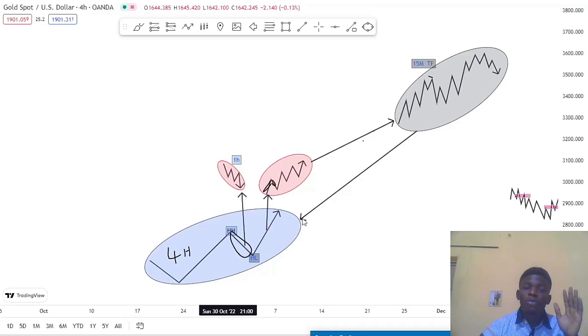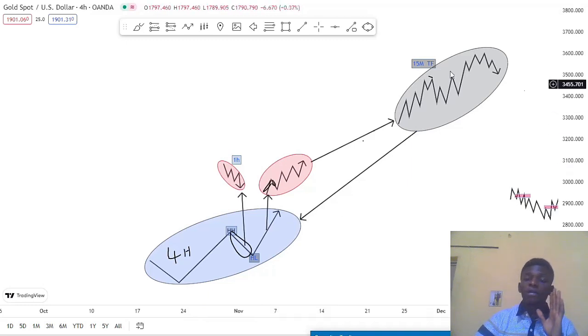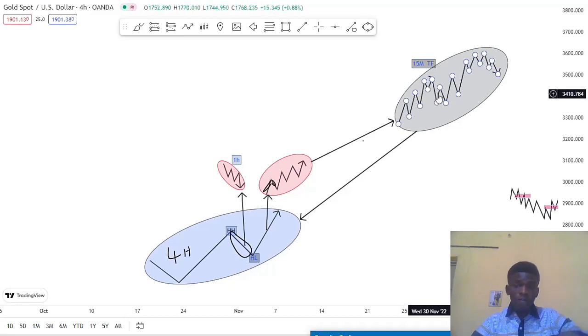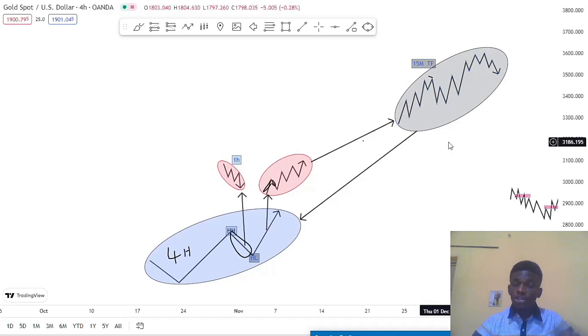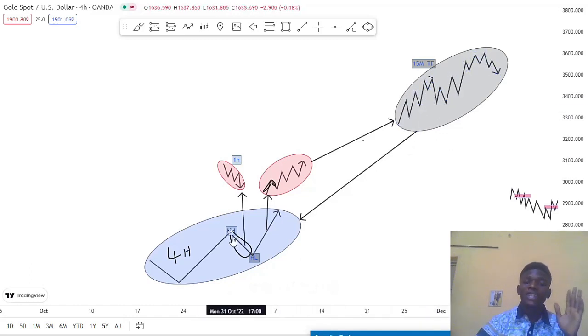Okay, so if you're on the 4 hourly time frame, looking forward to take a trade, you must know when there is a violation of structure on the lower time frame in your zone. Don't forget that, in your zone. Once there is a violation of structure, know that our 4 hourly time frame is retesting.